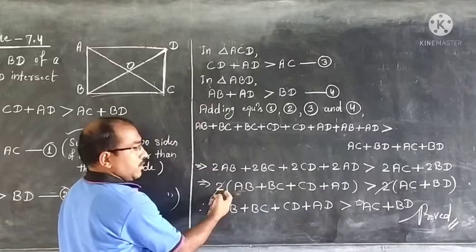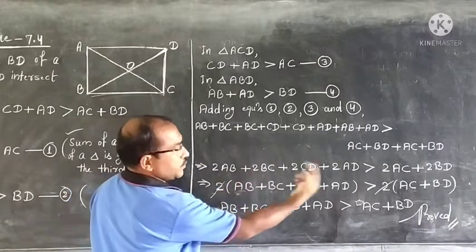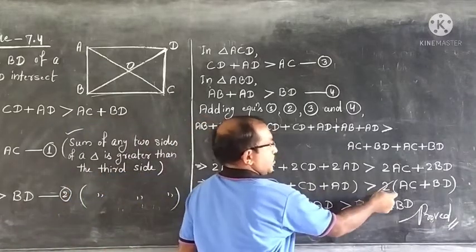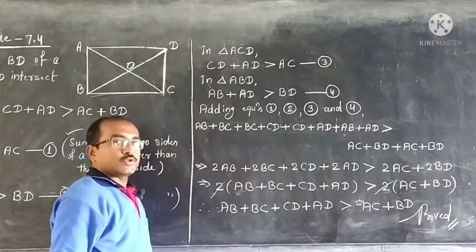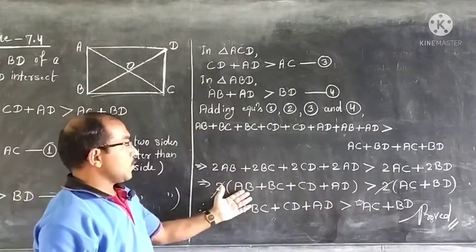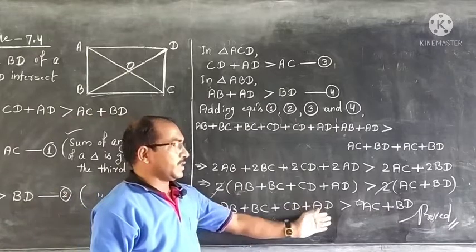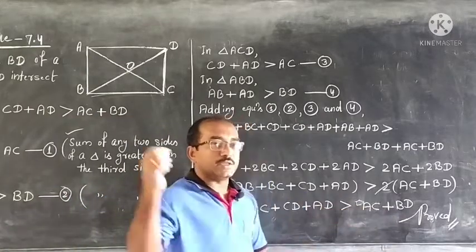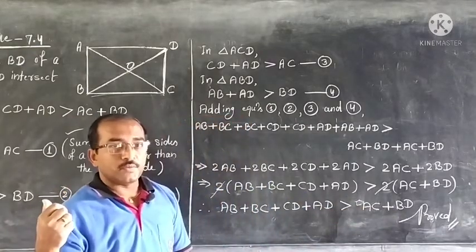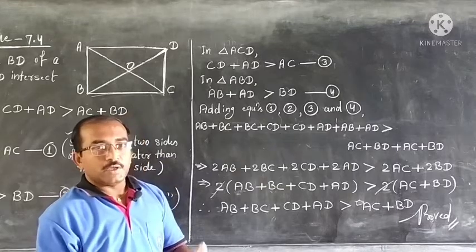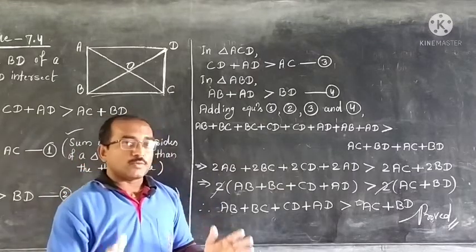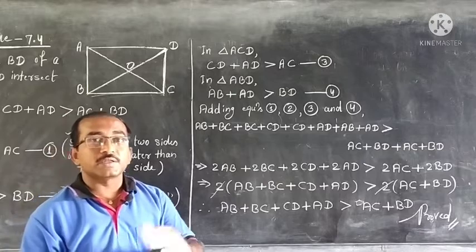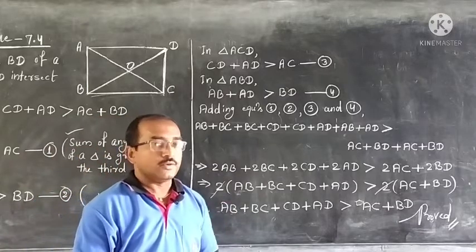So you know the equation, if we take this 2 in the RHS, it will be 2 by 2. So better to cut from both sides straight away. Remaining what? AB plus BC plus CD plus AD is greater than AC plus BD. This is what we needed to prove here, and we proved that in any quadrilateral, the sum of the four sides is always greater than the sum of its diagonals. I hope you have understood.